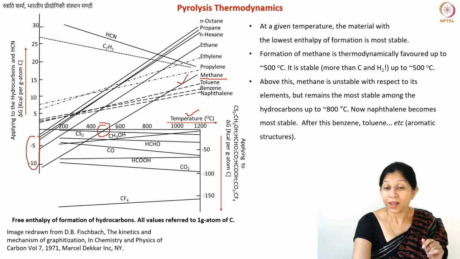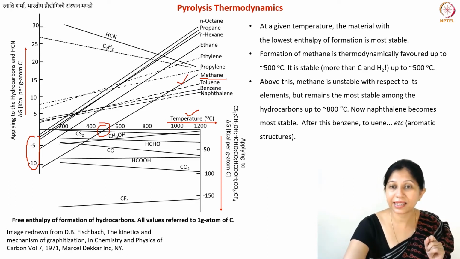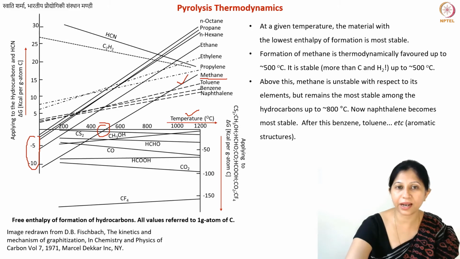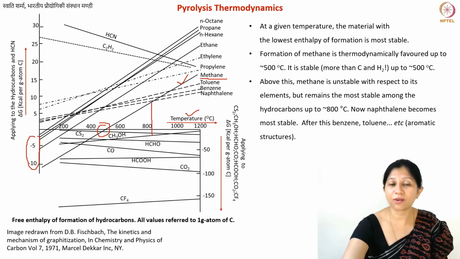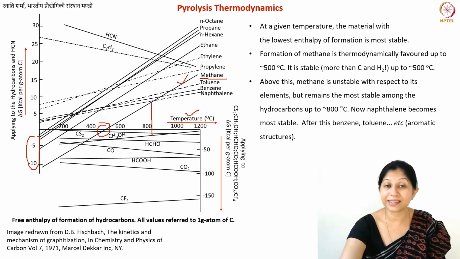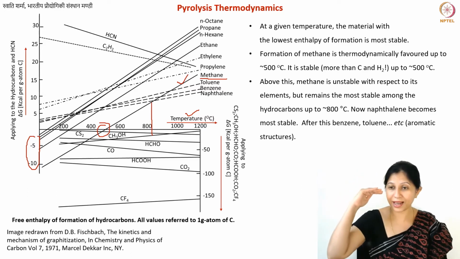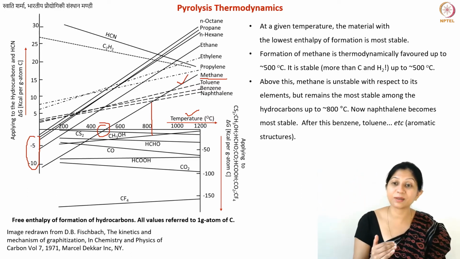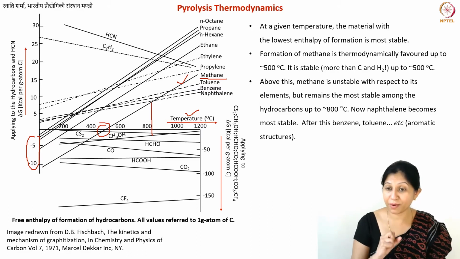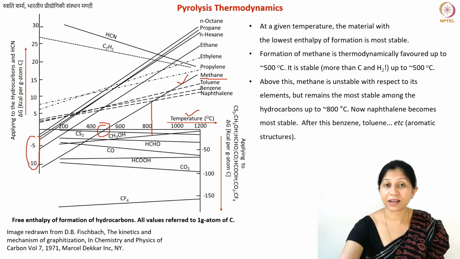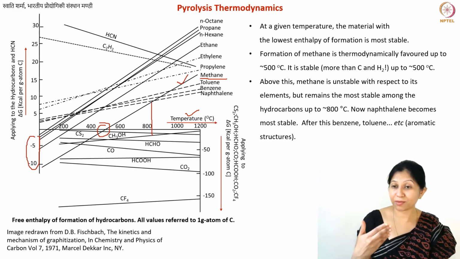Now you see one more interesting thing here: above 800 degrees, somewhere here, other aromatic hydrocarbons such as naphthalene or benzene have enthalpies that are less positive compared to that of methane. So there is a higher probability that you will have benzene or naphthalene rather than methane present at that temperature. Now it is not the most stable hydrocarbon anymore. After 800 degrees, aromatic hydrocarbons tend to become more and more.